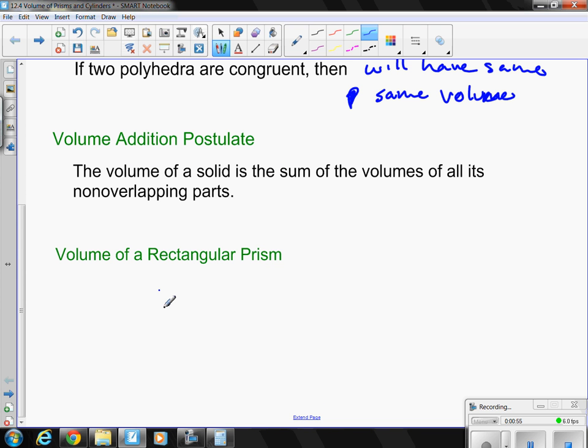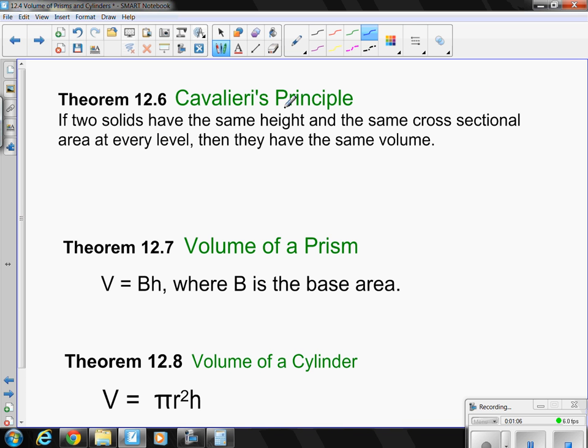Volume of a rectangular prism would be the length times the width times the height. And we'll talk a little bit more about why that is in a second here. Cavalieri's principle: if two solids have the same height and the same cross-sectional area at every level, then they have the same volume. So basically what that's saying, if I had a rectangular prism and I tilted it so it was off-centered, now this is kind of a bad drawing, but if they had the same height but the square bases were the same all the way up, they'd have the same volume.